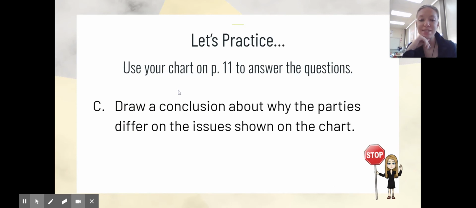Okay, part C is to now think about those differences and draw a conclusion about why the parties differ on those issues. So why is it that the Republicans are looking at the issues that we see and the Democrats are looking at the issues that we see? So again, take a moment, think about what you know about parties and ideology, and write your answer for part C. And when you're ready to move on, please resume the video.